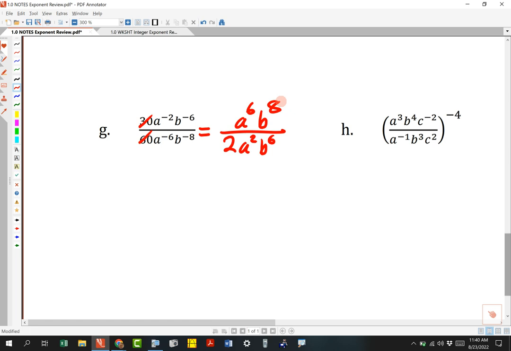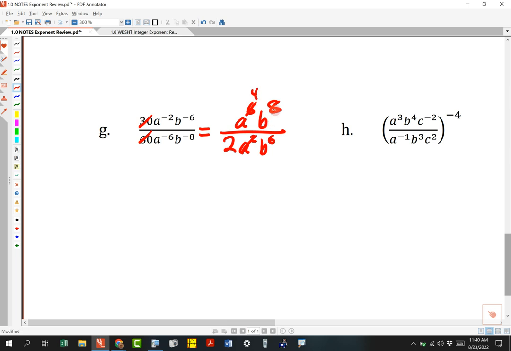Everybody good there? Okay. In one step, I've simplified the coefficients, I've simplified the number part of it, and I've got something that makes sense to me mentally. I've got 6 A's on the top. I've got 2 A's on the bottom. I'm going to cancel these. I'm going to end up with 4.